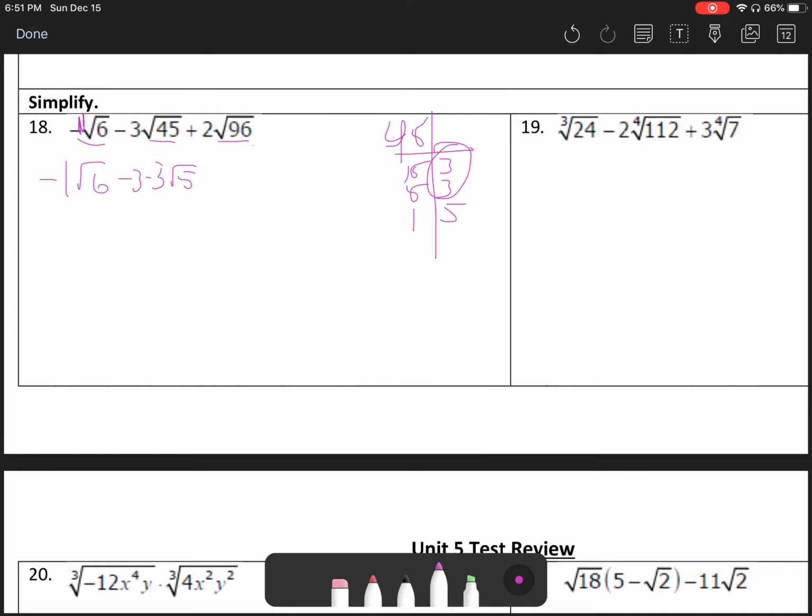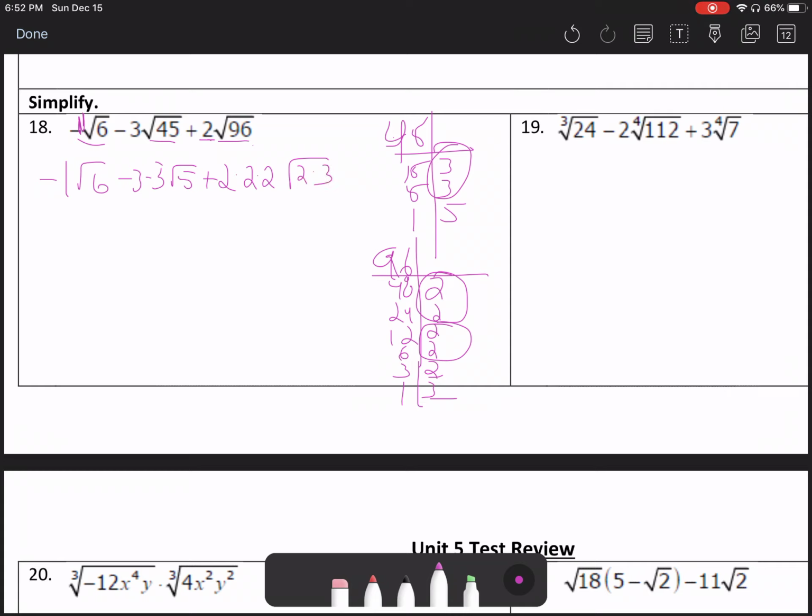And then I look at my 96 and simplify my 96. 96 divided by 2 is 48. 48 divided by 2 is 24. 24 divided by 2 is 12. 12 divided by 2 is 6. 6 divided by 2 is 3. 3 divided by 3 is 1. And so I go through. I have 2 pairs of 2s, so I don't forget I already have a 2 on the outside. Then I take out 2 2's. What I'm left with on the inside is a 2 and a 3.